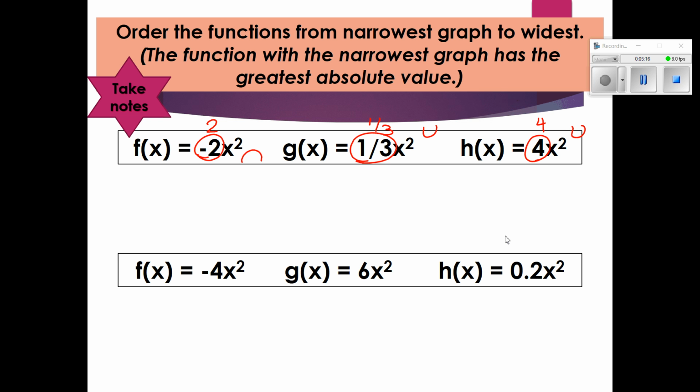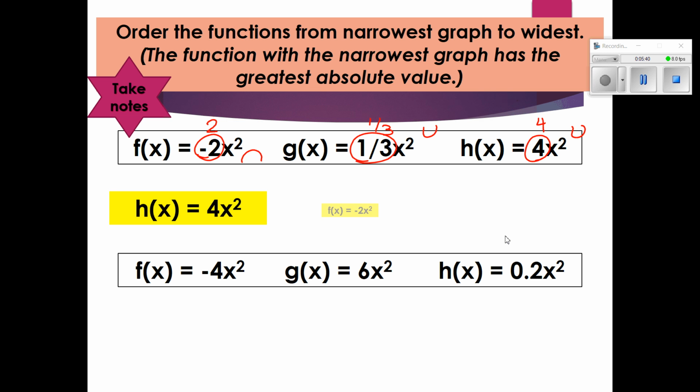Which one would be the narrowest? We're going to order them from narrowest to widest. To get the narrowest, we have to have the largest absolute value. So we name these functions with different letters. The function with the largest number would be called h of x. That function had the narrowest parabola because it had the largest number.